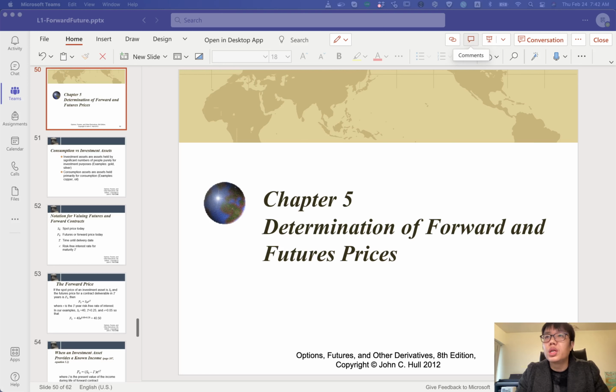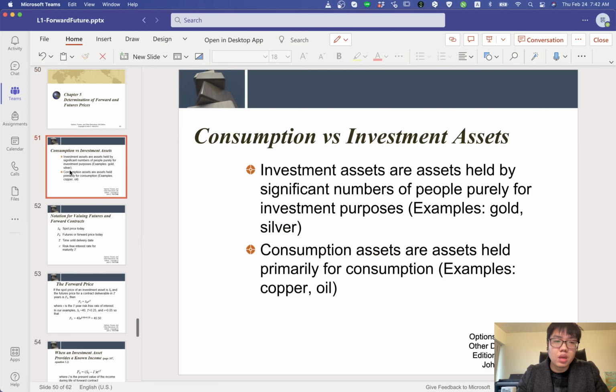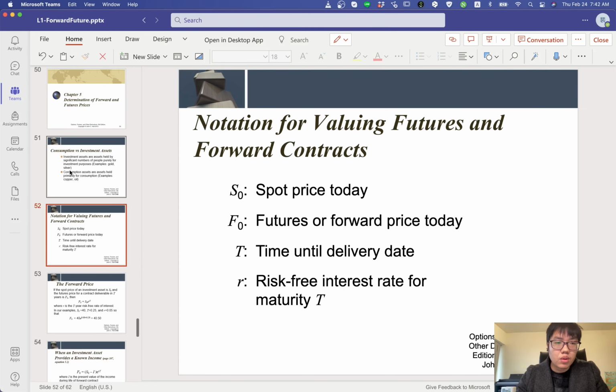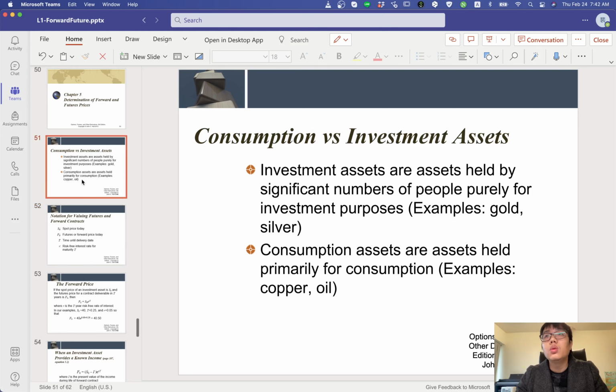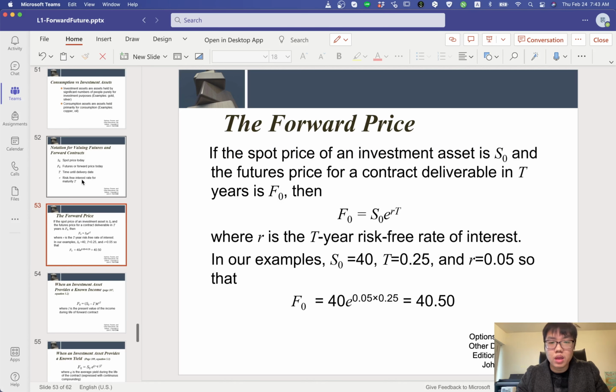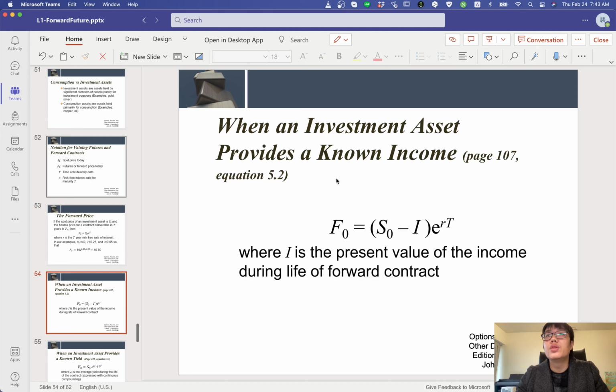Similarly, we have other products, for example financial products. Sometimes they will pay you dividends or a coupon, so holding the assets earlier may have some benefits. Chapter 5 in the slides covers these ideas, for example the differences between consumption and investment assets, and then I will give you some ways to modify the formula if we have income from the assets.